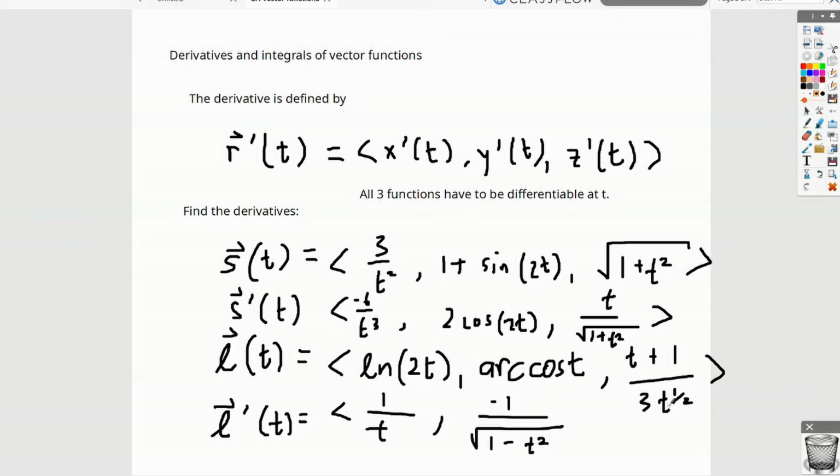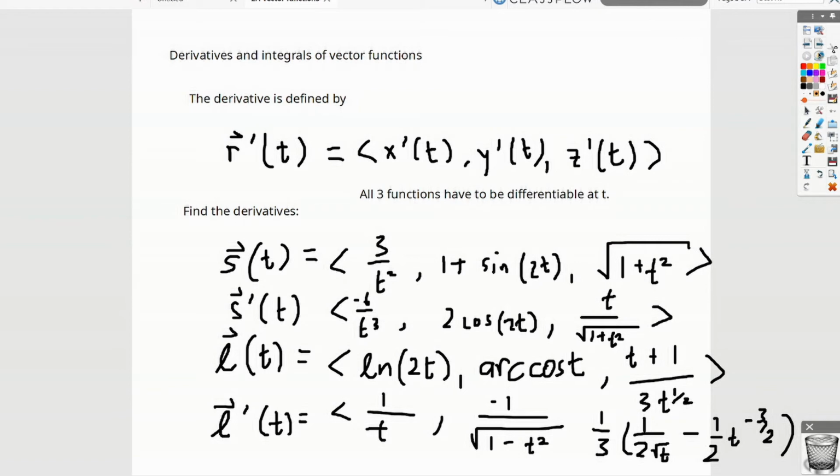And t plus 1 over 3t to the 1/2 is 1/3 times 1 over 2 square root of t, right? And this is 1 over 3 times t to the 1/2, so that's t to the negative 1/2, so you'll get negative 1/2 t to the negative 3/2. So this actually becomes minus t to the negative 3 over 2. And that's the exercise.